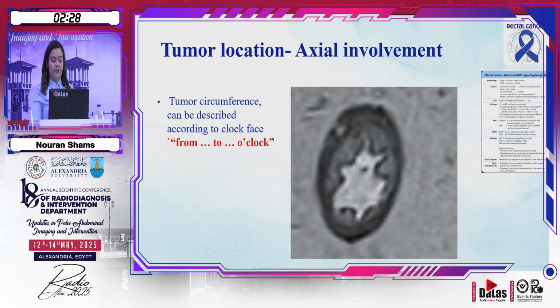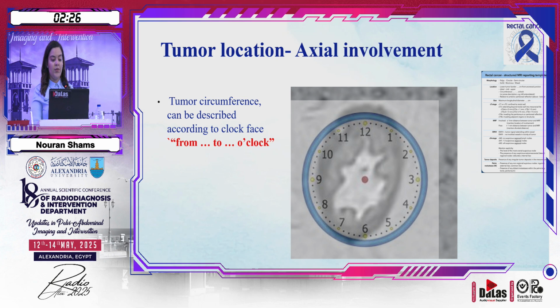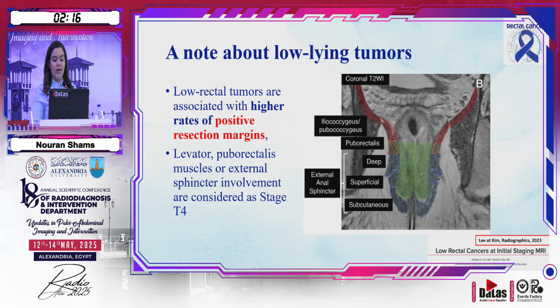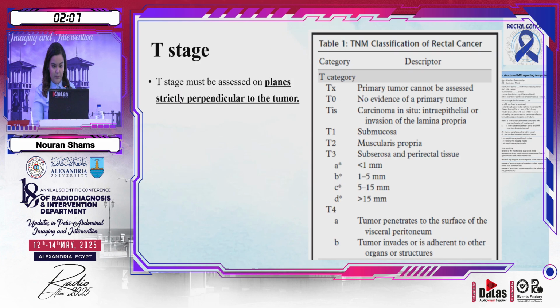Regarding axial involvement, it is described by the clock face axis. And longitudinal involvement, as we mentioned, is measured as the lower border of the tumor from the anorectal junction and anal verge. Regarding low-lying tumors, it's very important to delineate its relation to the surrounding sphincters, levator muscle, and puborectalis muscle sling. Going through the TNM staging quickly, starting with the T stage, as we agreed, it should be done on planes strictly perpendicular to the tumor.